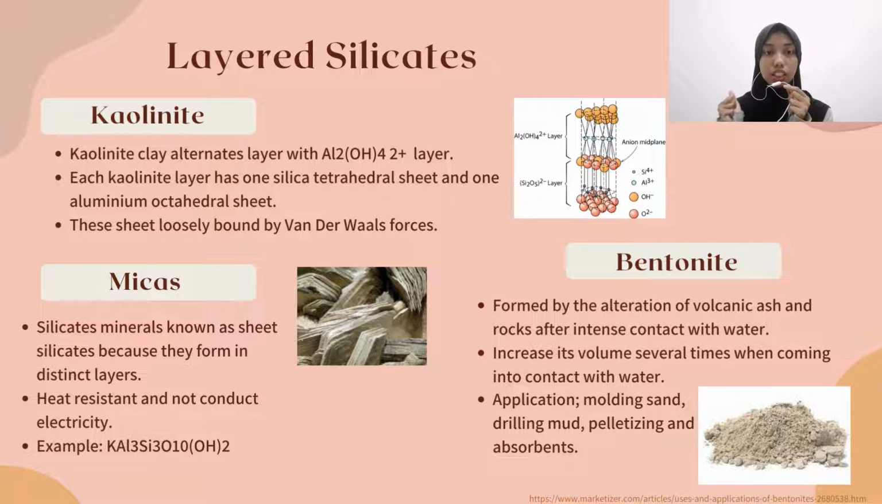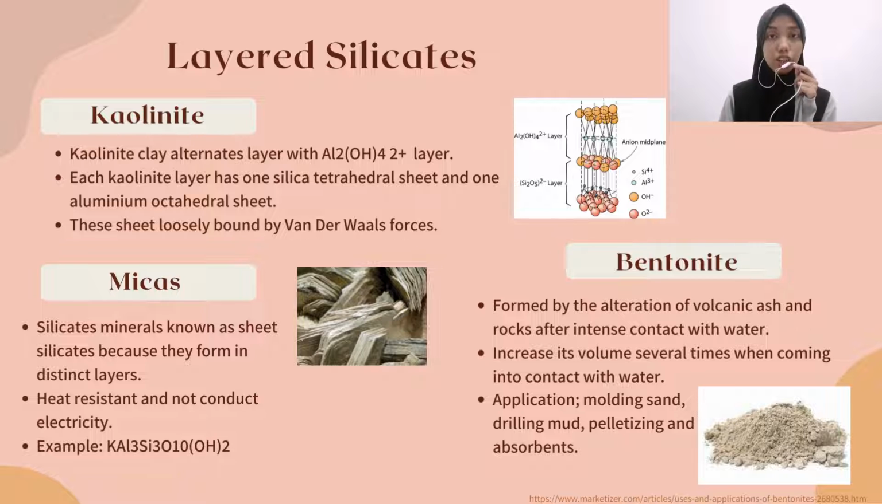First is kaolinite, or kaolin clay. Kaolinite clay alternates layers with an Al2(OH)4 2+ layer, and each kaolinite layer has one silica tetrahedral sheet and one aluminium octahedral sheet, and these sheets are loosely bound by van der Waals forces. Next is micas. Micas are silicate minerals known as sheet silicates because they form in distinct layers. The properties of micas are that they are resistant to heat and cannot conduct electricity.